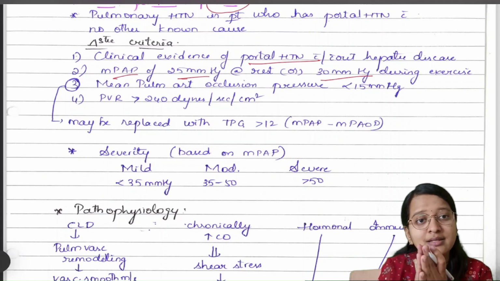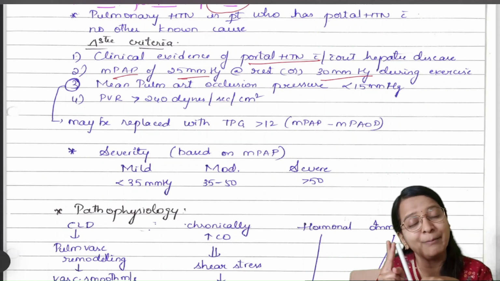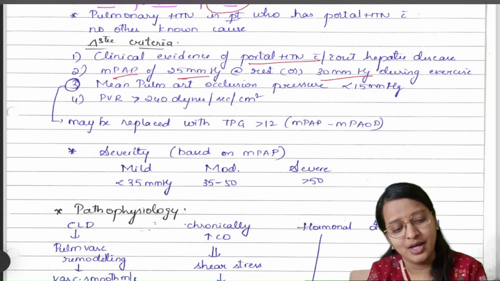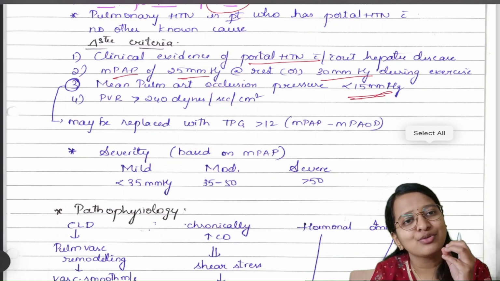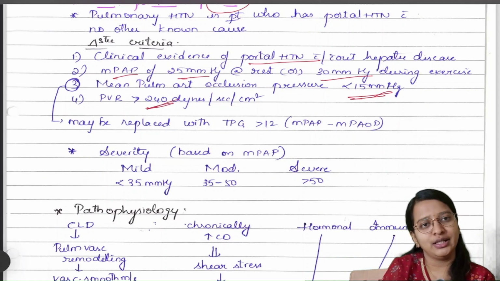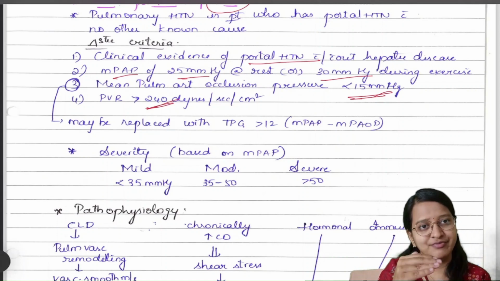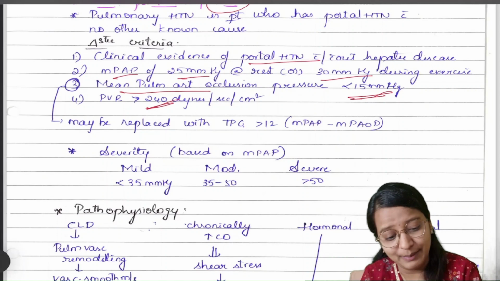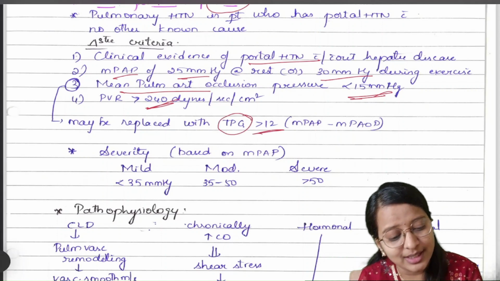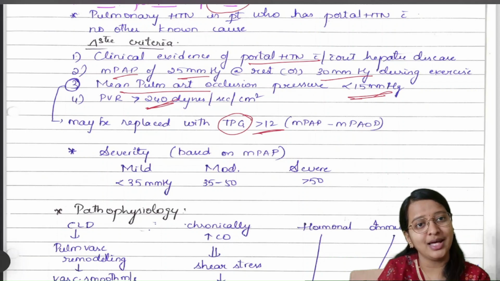So here the diagnostic criteria include all the pressures. Firstly, the mean pulmonary arterial pressure of 25 and 30. Next, the pulmonary arterial occlusion pressure has to be less than 15 mmHg. And the third thing is pulmonary vascular resistance has to be greater than 240 dynes per second per centimeter to the fifth. Please remember these values: 25, 30, 15 and 240. The occlusion pressure might be replaced with the transpulmonary gradient, that is the difference between mean pulmonary arterial pressure and the occlusion pressure, and that has to be greater than 12.